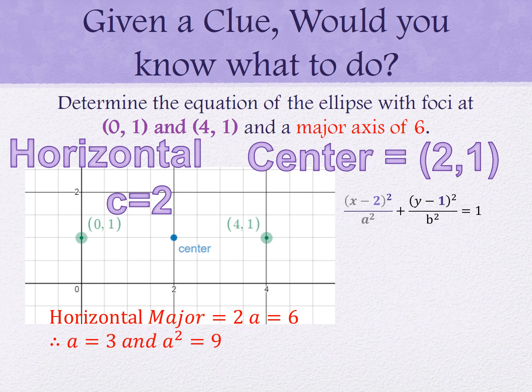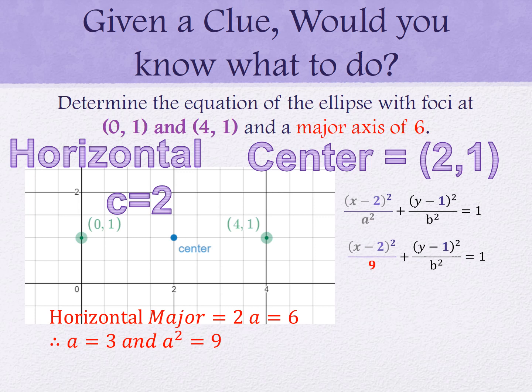Well, I know it's horizontal. If the major is 2a and 2a is 6, what does that tell me? Well, it tells me that a is 3, and a squared must be 9. So now I can pull that into my equation. The last thing to find is the b, and I don't have any other information. Do I have enough to find b?